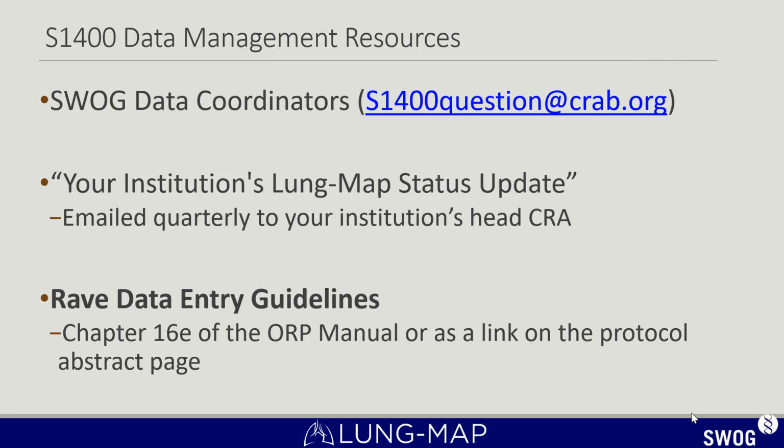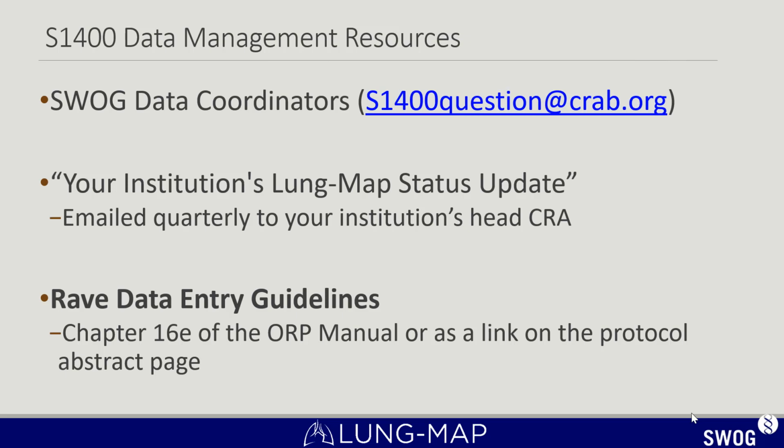We do have a quarterly email that's sent to your institution's head CRA that provides you an update of LungMAP at your site, like how many patients you have on which sub-studies. And then it also includes an expectation report that is specific for the LungMAP study and all of its sub-studies. So if you haven't seen those, ask your head CRA if they're receiving them, or send us an email at our email address and we can see if you've been getting them.